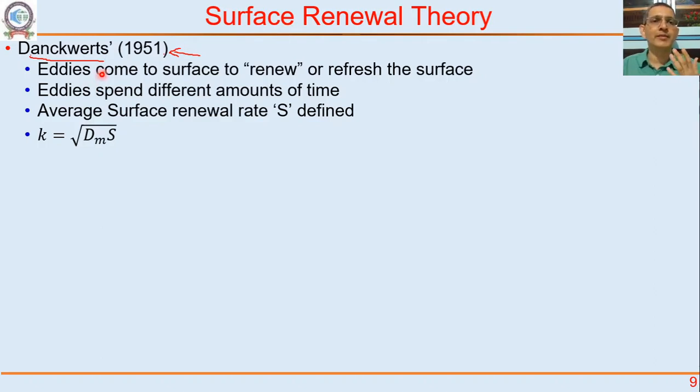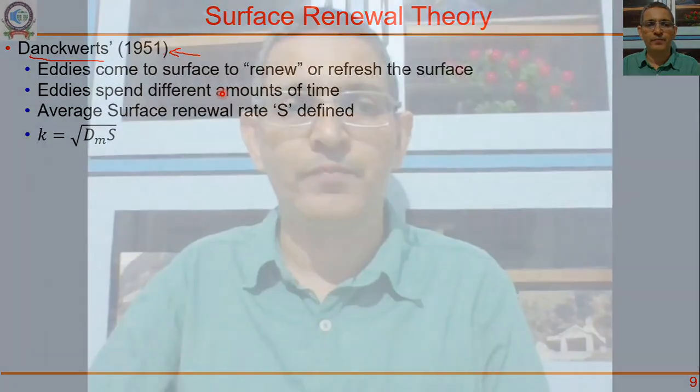So what this theory proposes is that eddies come to the surface as if to renew the surface. Imagine, visualize. Okay. Suppose there is a surface like this. An eddy comes, goes. An eddy comes, goes.